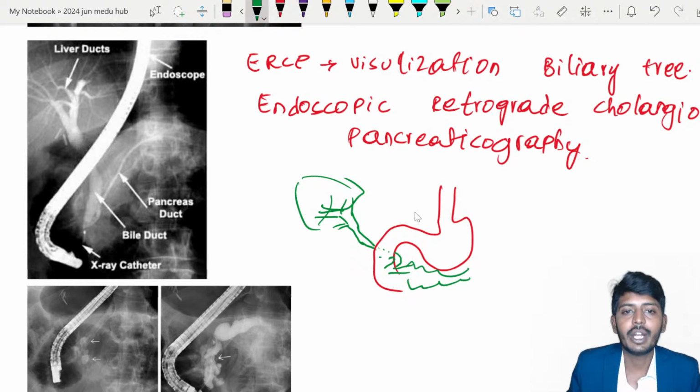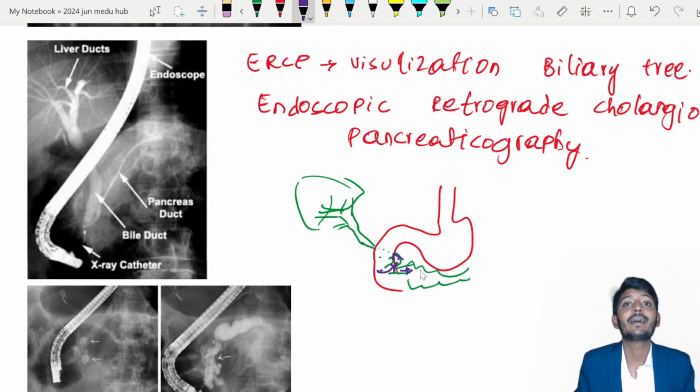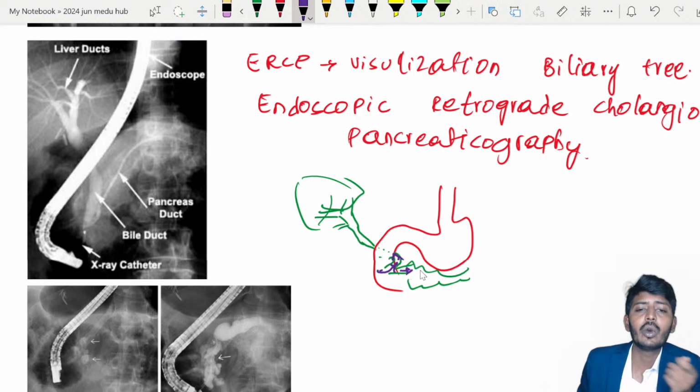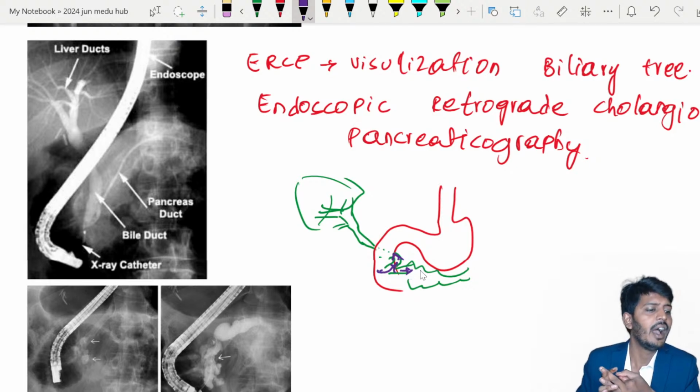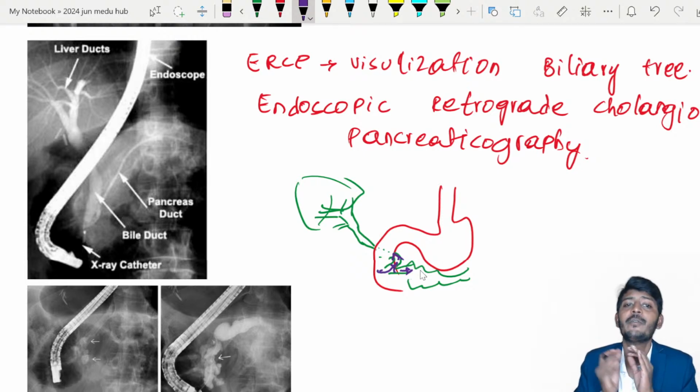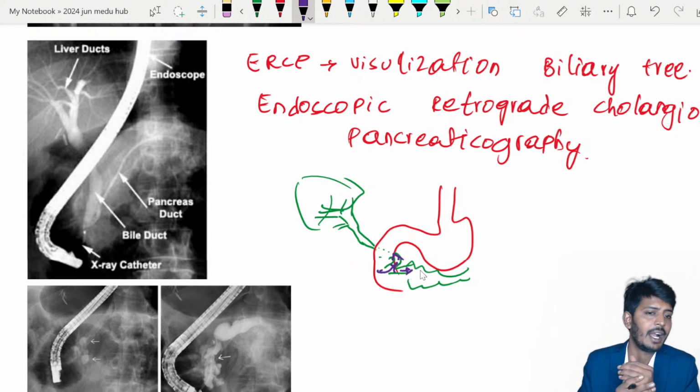Right, so we will take our endoscope, go into the stomach, from there go to the duodenum, go to this area. We will open the sphincter and inject some contrast into the biliary tree. Once we inject the contrast, it will go into the pancreatic duct also, and into the common bile duct also. After that, if I take an image, it will tell you the visualization of how well your pancreatic and bile ducts are.